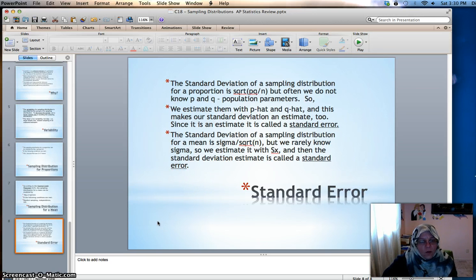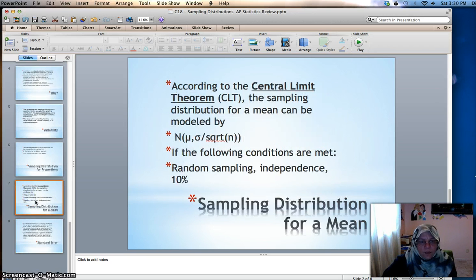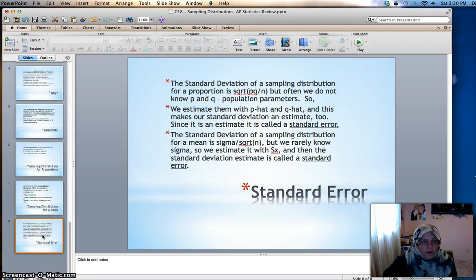All right, that's our overview of chapter 18. I think that's all we need to know. So good luck on the problems tomorrow.